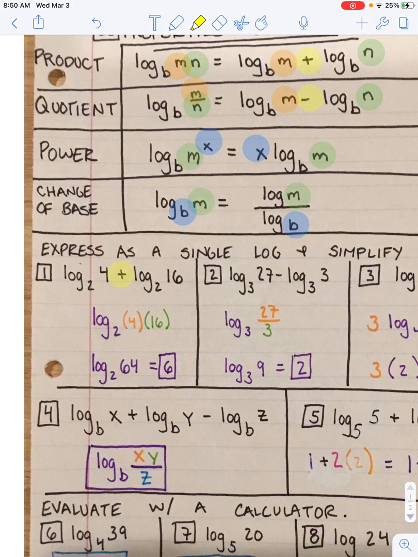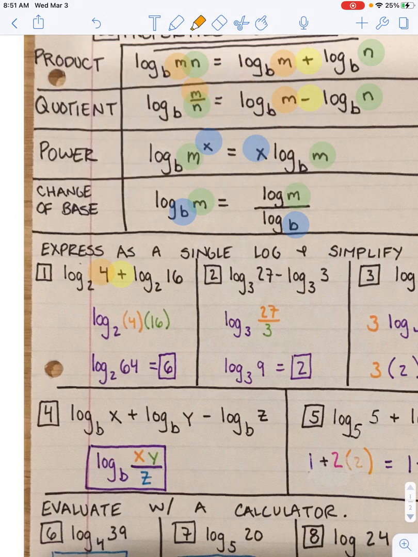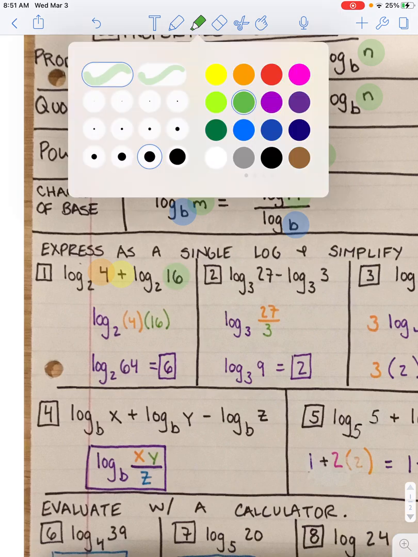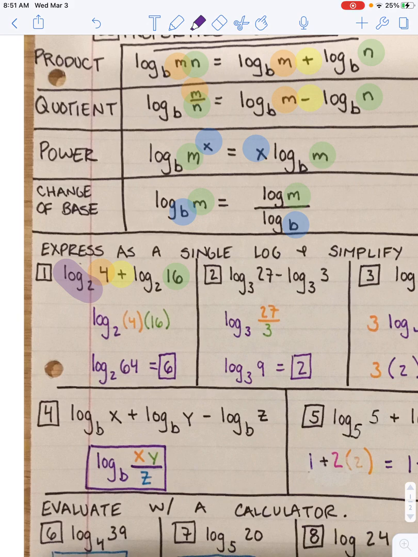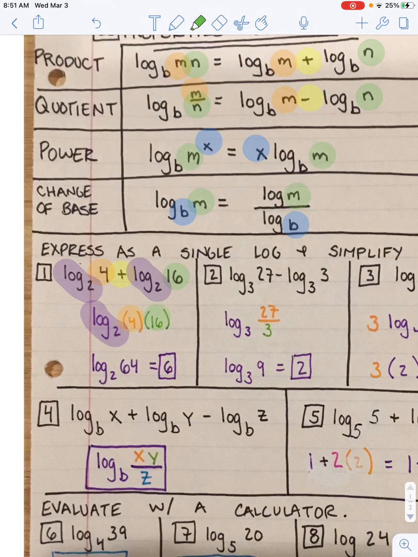So we were adding, so we're going to take our m and our n value, and instead we're going to multiply them. So let's make sure we can identify m and n. So our first m is 4, and our n value is 16. So we have this log base 2. So we condense it down. Log base 2 of our m value of 4 times our n value of 16. So now let's go ahead and simplify that. So 4 times 16 gives us 64. So we have log base 2 of 64.